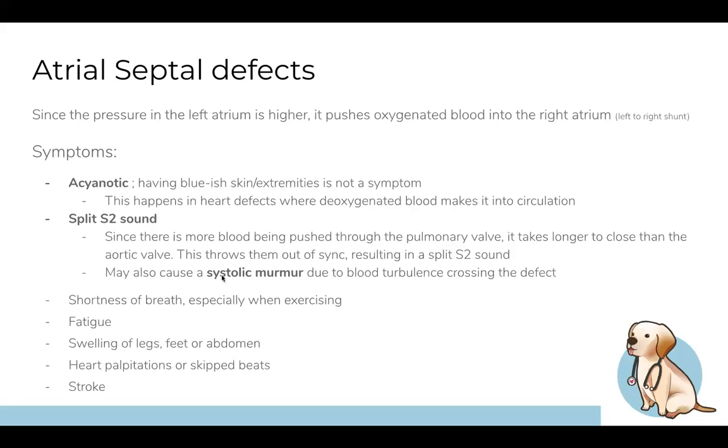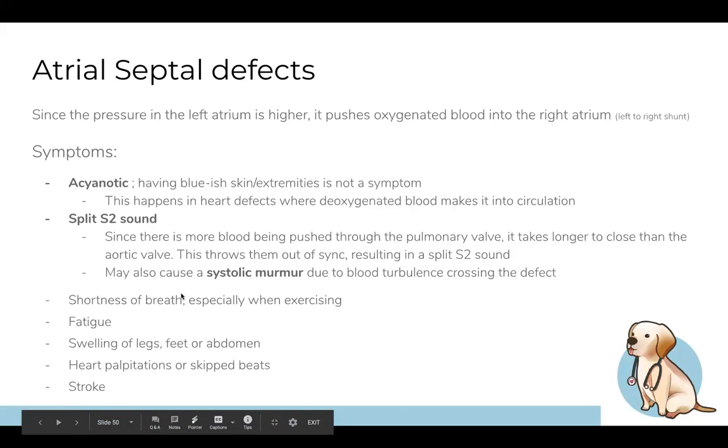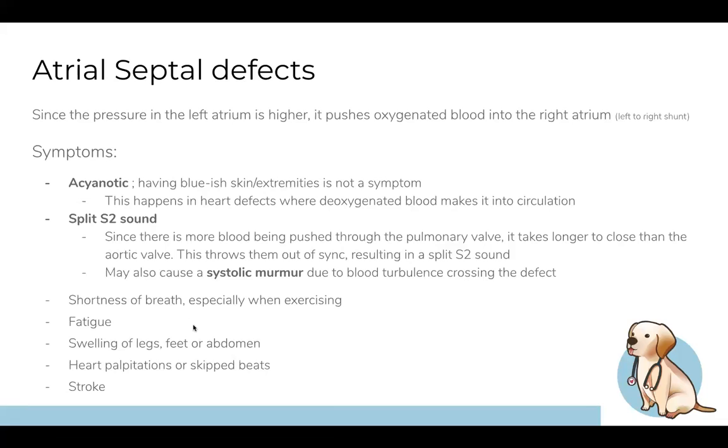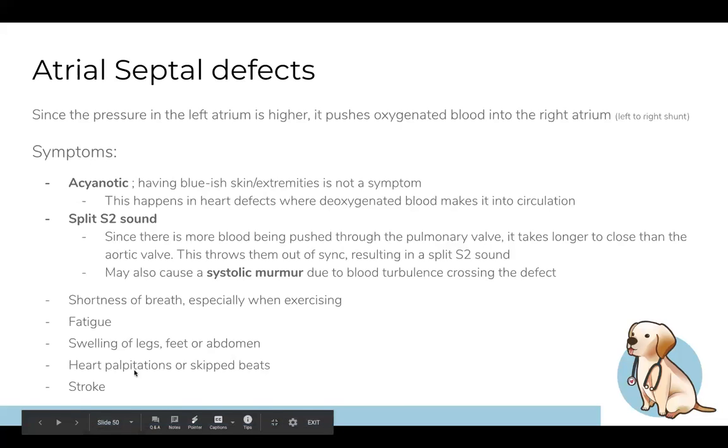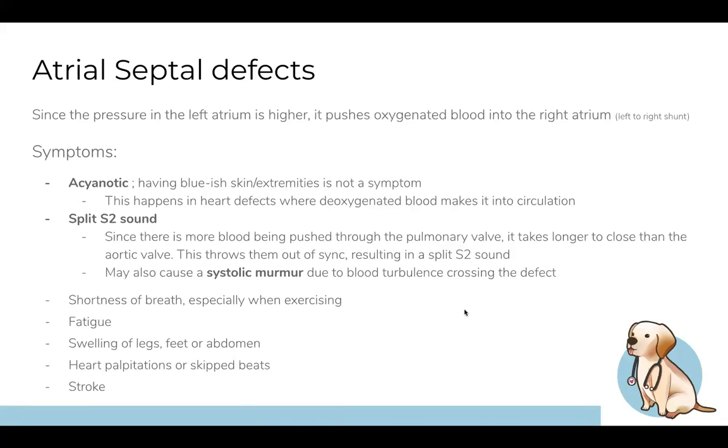You may also hear a little bit of systolic murmur due to blood crossing the defect and sounding turbulent. Other things are just like shortness of breath because you're not getting as much oxygenated blood out, fatigue, leg swelling, so like edema, excess fluid, heart palpitation, basically a bunch of bad stuff. I think stroke is more likely because you have this turbulent blood that increases risk of clots. The clots can go to your brain.